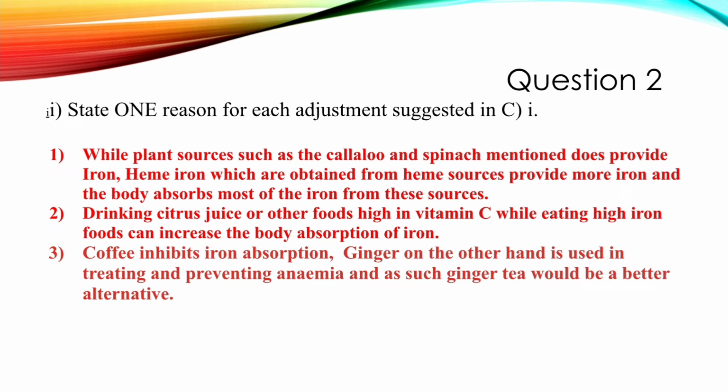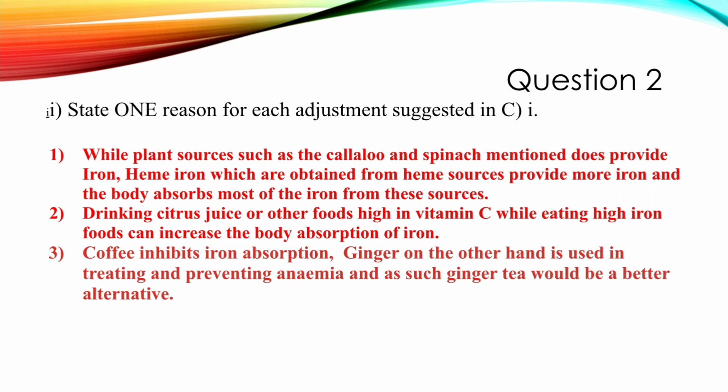So for the first one, it says, while plant sources such as callaloo and spinach provide energy, heme iron, which is obtained from heme sources such as meat, fish, and seafood, tends to provide more energy, and the body absorbs most of the energy from these sources.